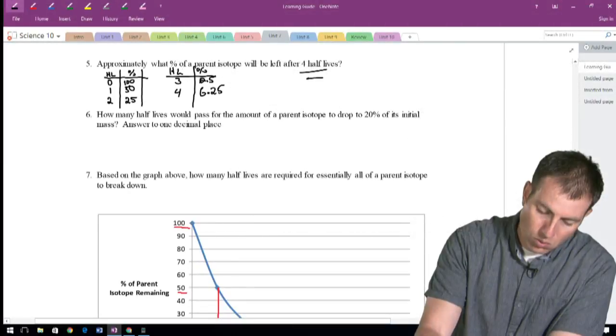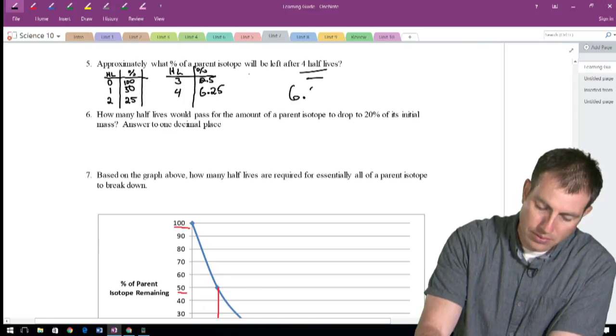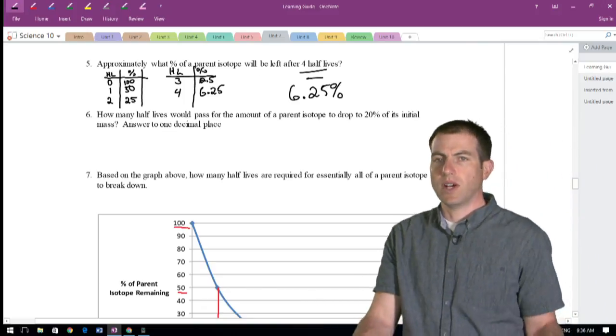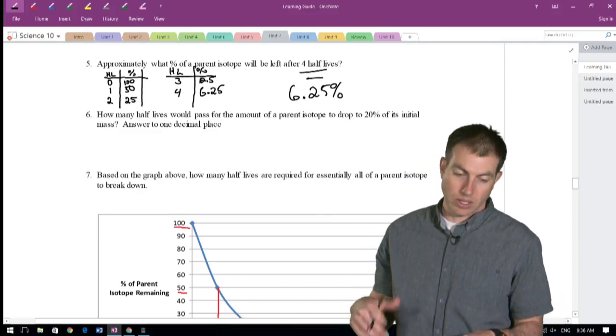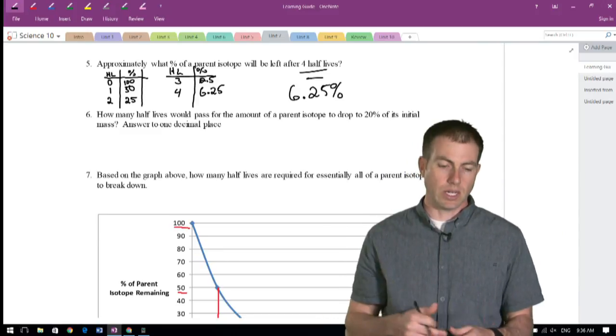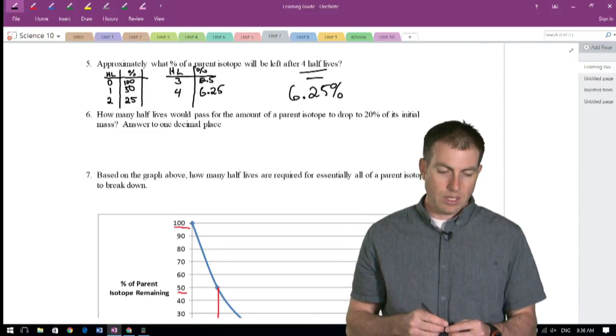So what percent of your parent will be left after 4 half-lives? 6.25%. You could just, on your calculator, divide by 2, divide by 2, divide by 2, do that 4 times, and you're going to end up at that 6.25.